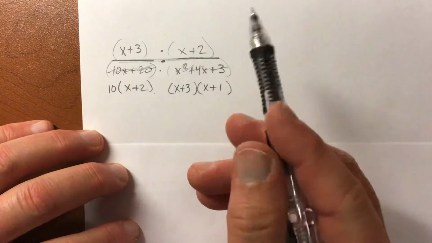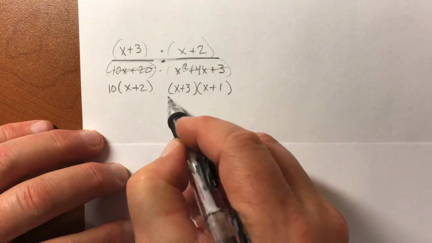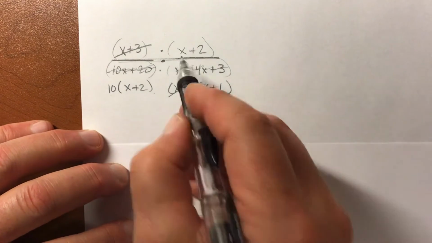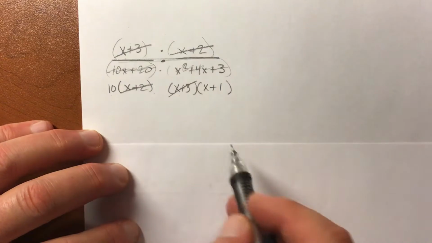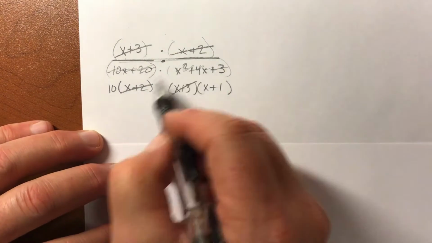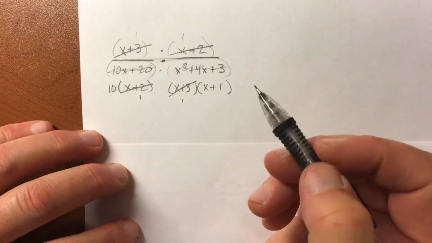So what we want to do is see that there's an x plus 3 on top with an x plus 3 on the bottom. So these two things get canceled out. I see an x plus 2 on top and an x plus 2 on the bottom, so that gets canceled out. Remember, when we cancel it out, it really becomes a 1 over 1. This becomes 1 over 1.